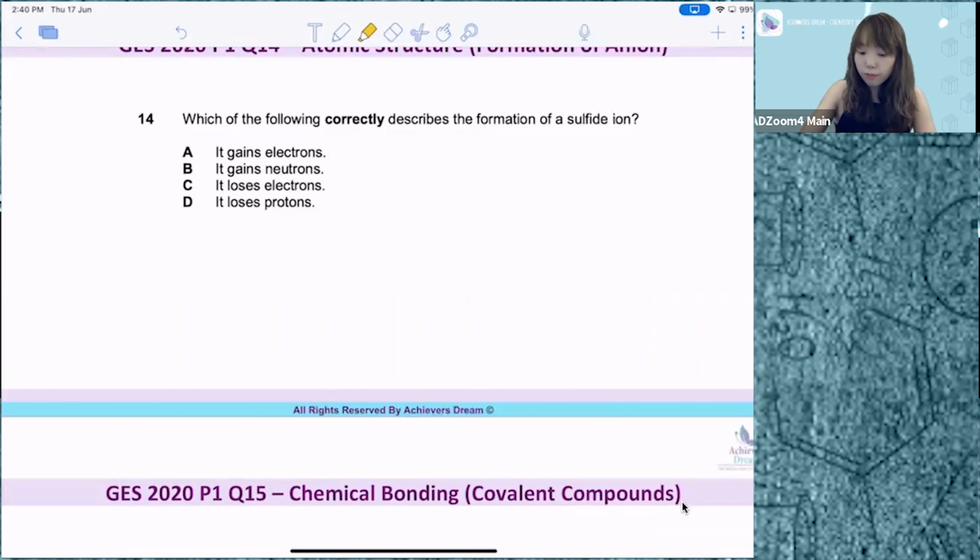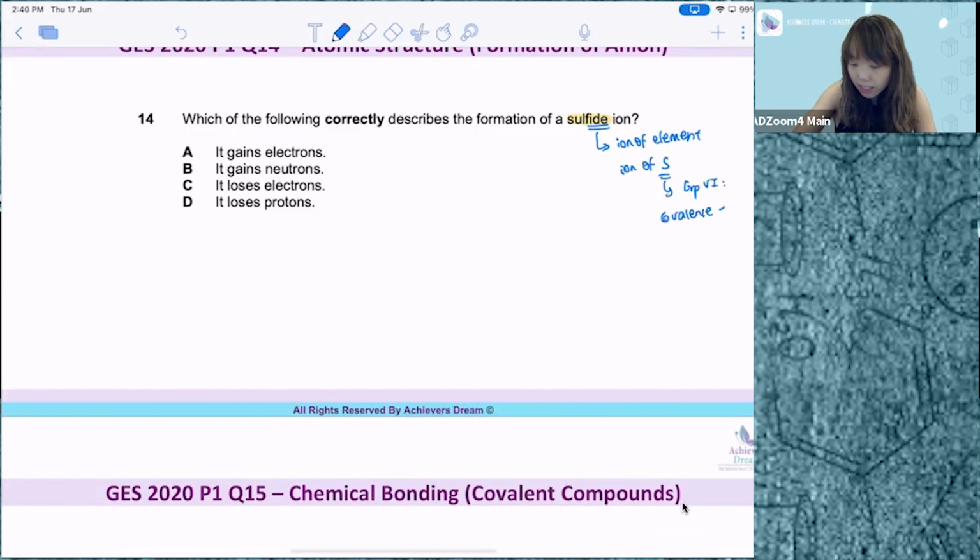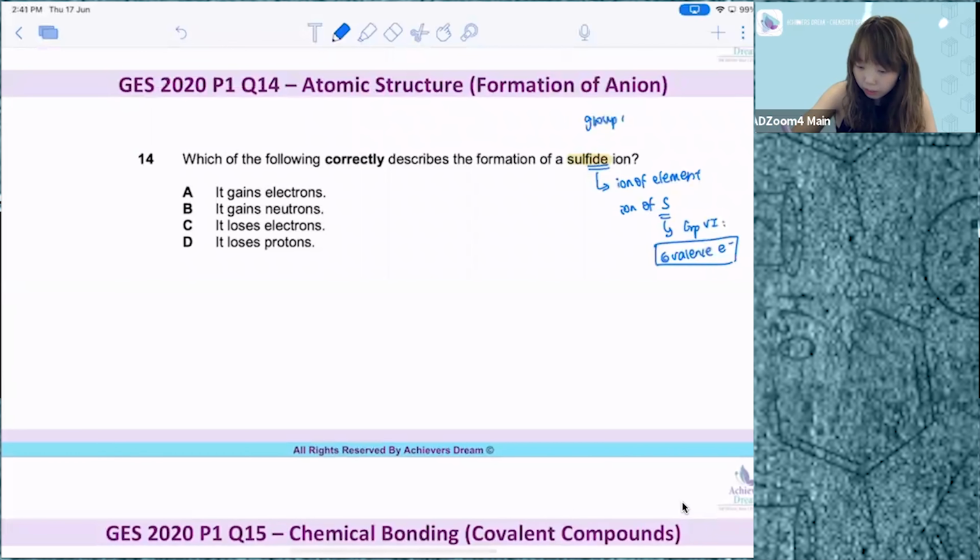Question 14, which of the following correctly describes the formation of a sulfide ion? So if you look at the last three letters, IDE, this one represents the ion of the element. So sulfide is the ion of sulfur. And if you look at the periodic table, sulfur is in group 6, which means that it has 6 valence electrons. Okay, take note, the group number tells you the number of valence electrons.